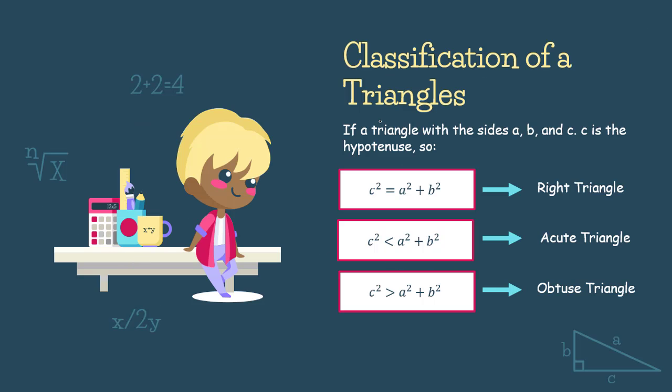So basically we can check if a triangle has a right angle using the Pythagoras theorem. So, let's check. For a triangle with sides A, B, and C, where C is the hypotenuse, if the value of c square is equal to a square plus b square, we can be sure that this triangle is a right triangle. But how about the other conditions? If the value of c square is less than a square plus b square, this is an acute triangle. And if c square is greater than a square plus b square, this is an obtuse triangle.